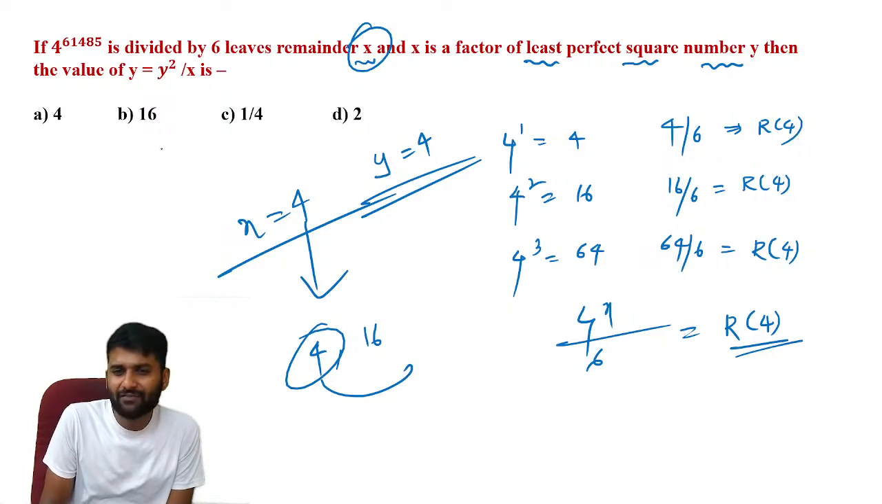Now you have to identify the value, guys. So y square means 16 divided by 4. Again, here the answer is 4 itself.